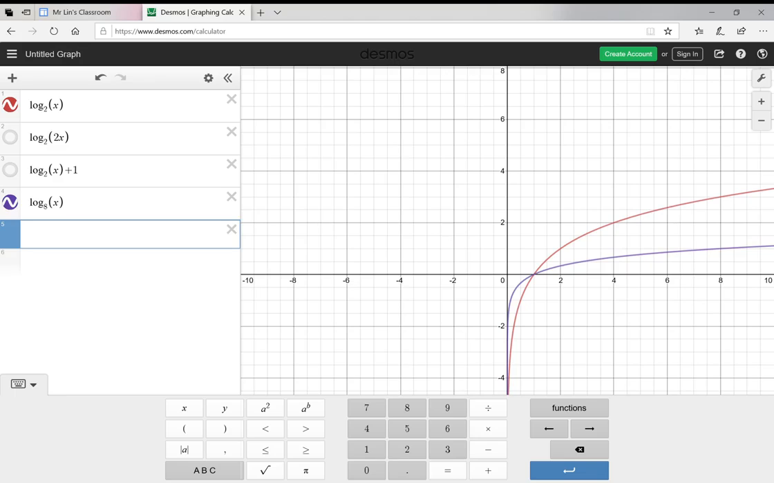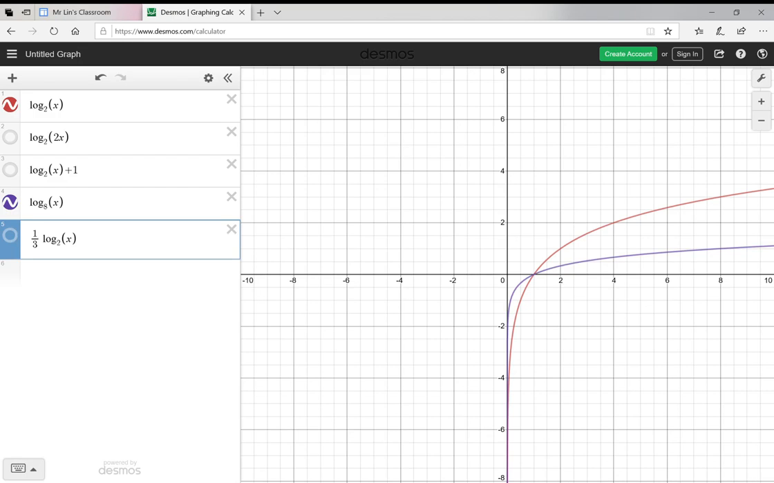And we can graph that 1/3 on the outside, and that 1/3 base 2 of x is indeed the exact same function. So you see that black function, which is a vertical compression of 1/3, actually is equivalent to the purple one, which is a change of base from base 2 to base 8. So change of base can be algebraically manipulated.